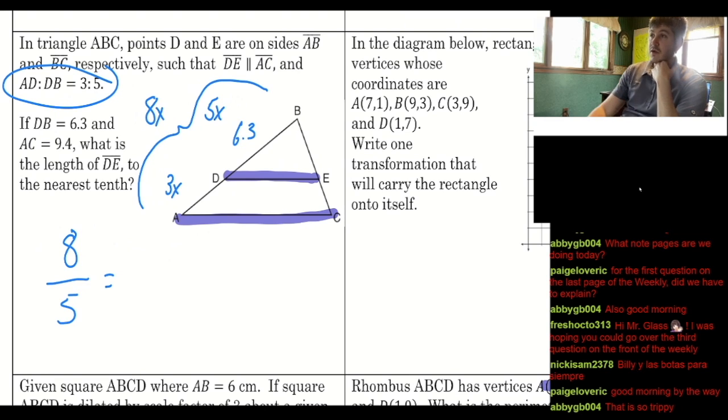And then you could set up a ratio between AC, which is the big triangle, 9.4 over whatever DE is. Actually, just set up a proportion. That should work just fine. That proportion should give you the correct answer. And then just make sure you round it to the nearest 10.